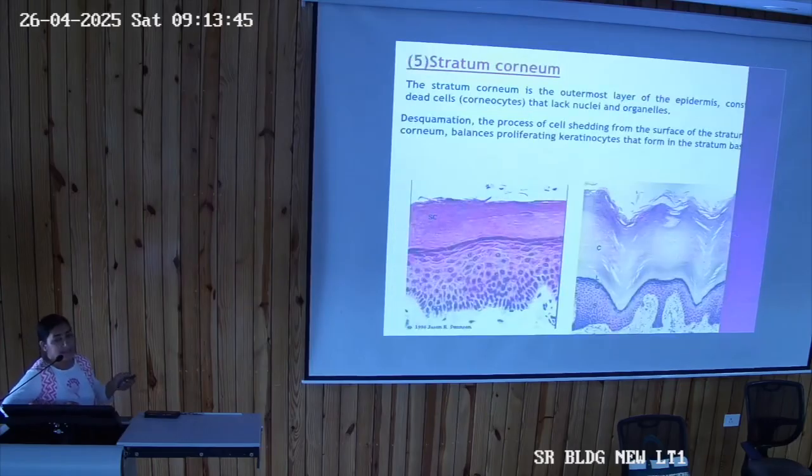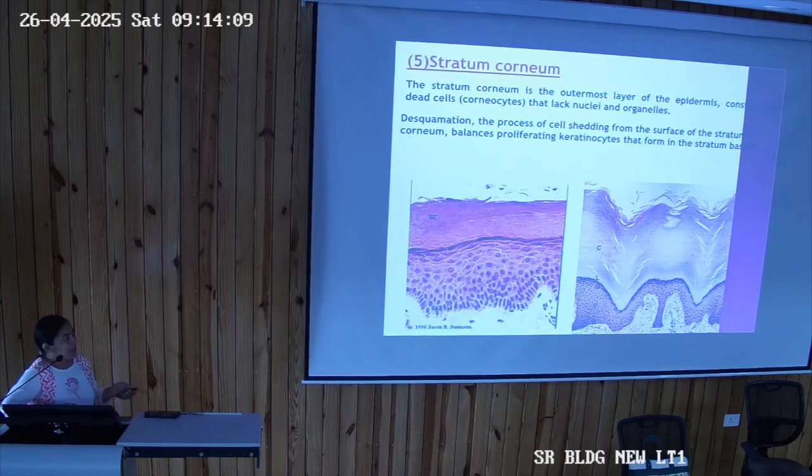Next, the last layer, that is the corneum. This corneum layer is the outermost layer of the epidermis, which consists of dead cells. These dead cells don't have any nuclei, they don't have any organelles. So you cannot differentiate any cell layer. You just see a thick layer over the topmost covering.